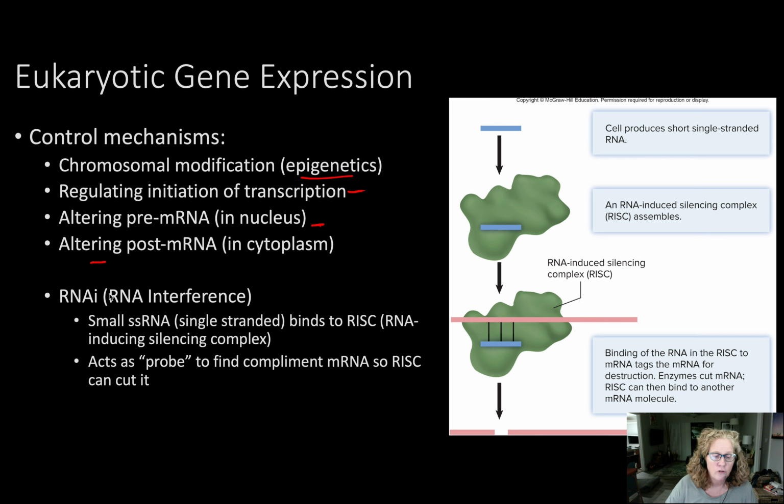We can also alter post-mRNA. This is done in the cytoplasm. This is done by creating complementary RNAs that might bind to it to make the RNA double-stranded so ribosomes cannot read it. There could be ribozymes, which are RNA molecules with enzyme activities that may break mRNA molecules into a multitude of pieces so that the ribosomes can't read them.